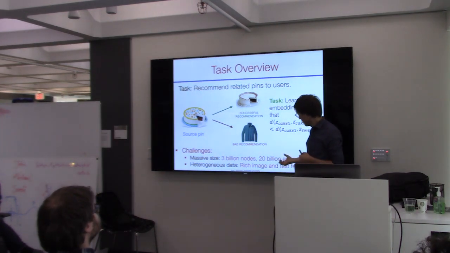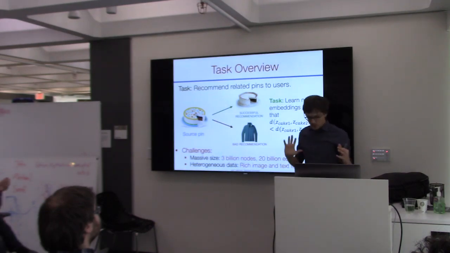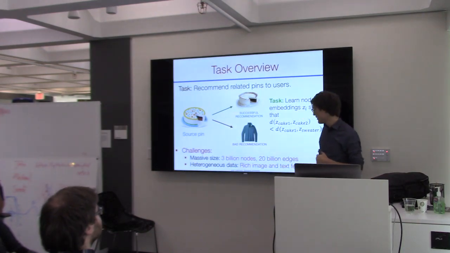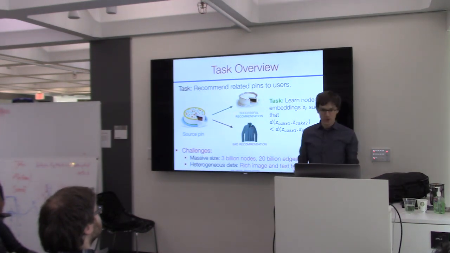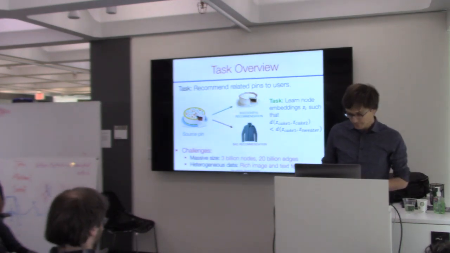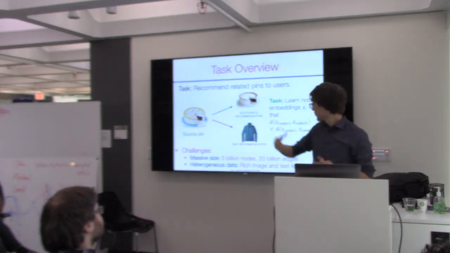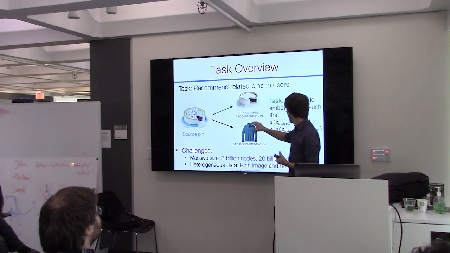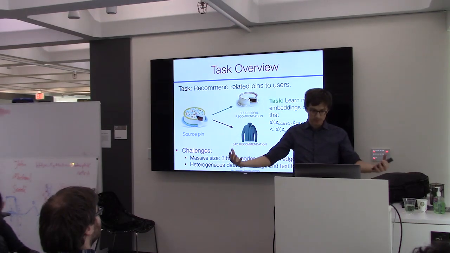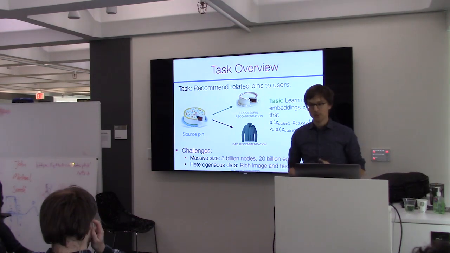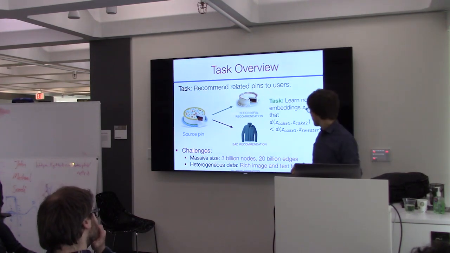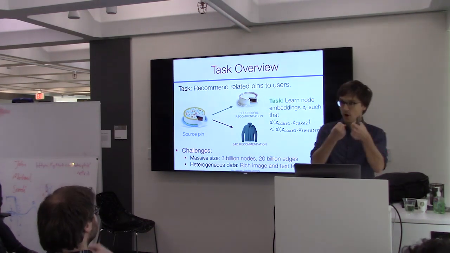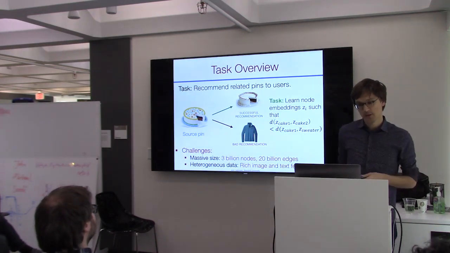As I mentioned before, we'll do this on a graph that is not the full Pinterest graph, but a cleaned-up version of it that has 3 billion nodes and about 20 billion connections. Every one of these nodes has rich image and text features. We apply graph convolutional neural networks, where to compute the embedding for a node in the graph, we take its own features but also features from its neighbors, and learn how to aggregate them. The task we really care about is learning distances, so that objects that are related are closer together than objects that are not related.